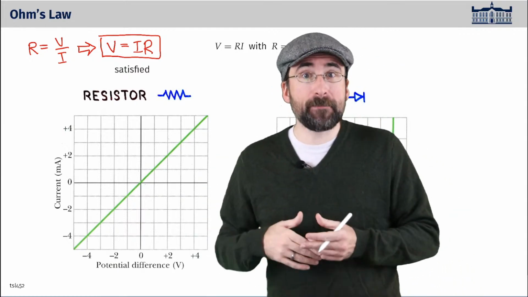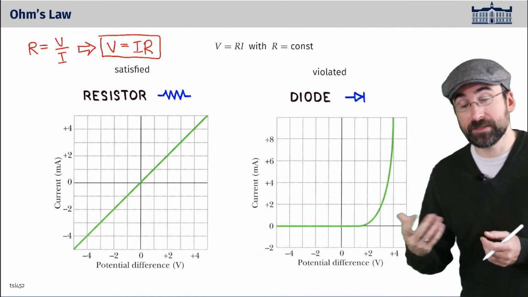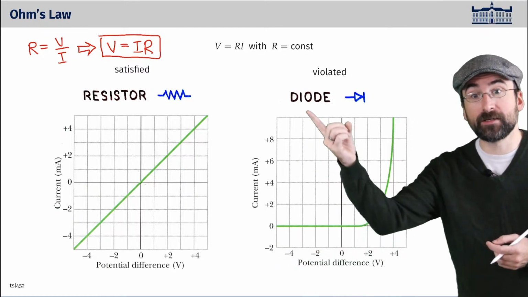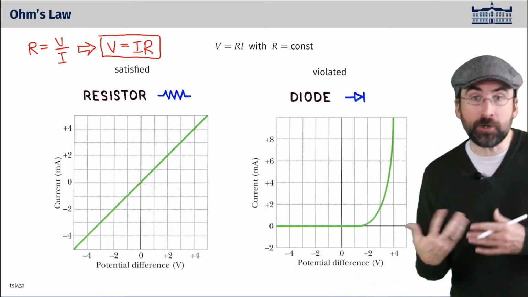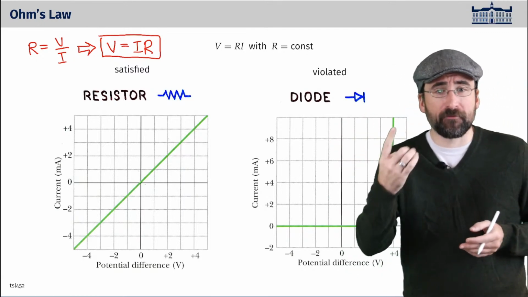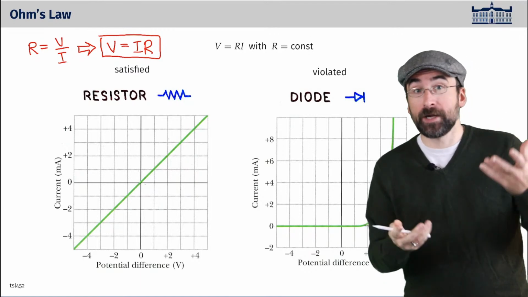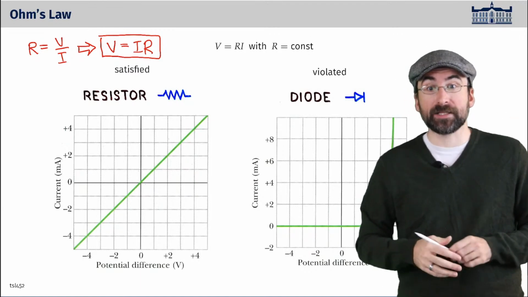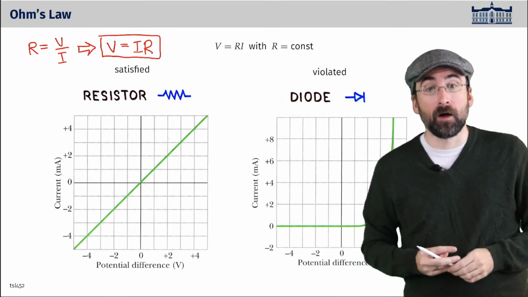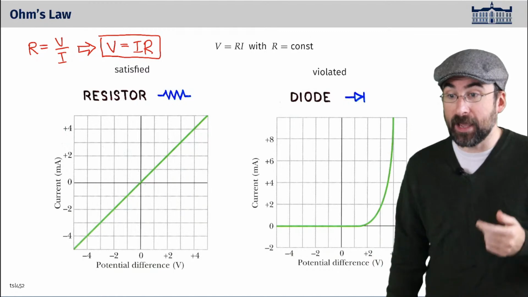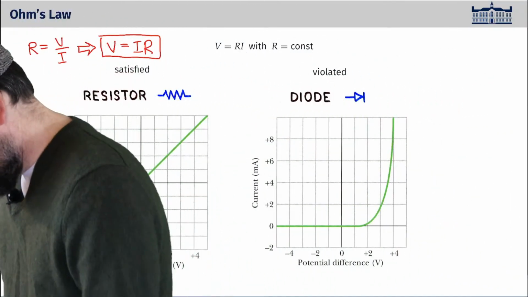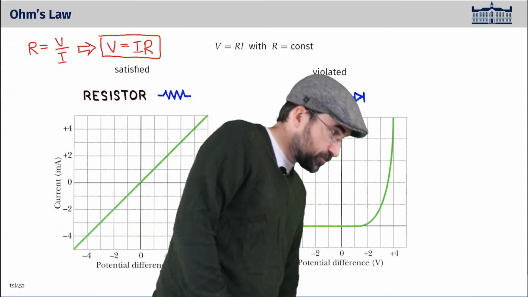For example, this might be different than the behavior of a different device. Here is a plot of potential difference versus current for a device called a diode. Now, you don't need to understand how a diode's working, although I will mention that diodes are, for example, the things that are running your LEDs if you have LED lights. The backlight of your computer screen, probably using very small LEDs.